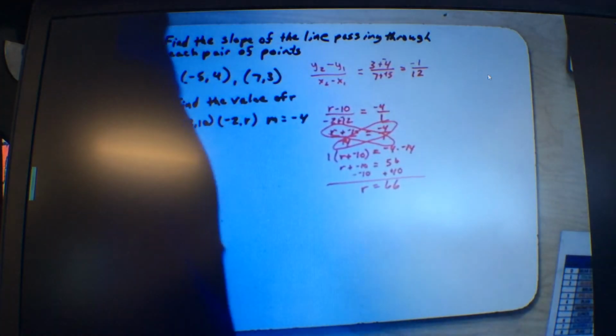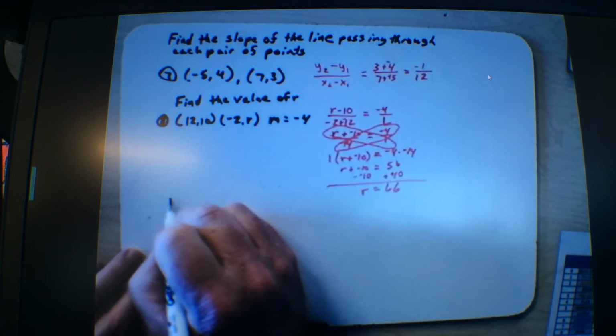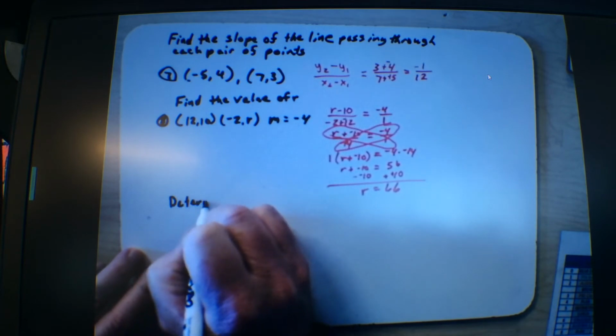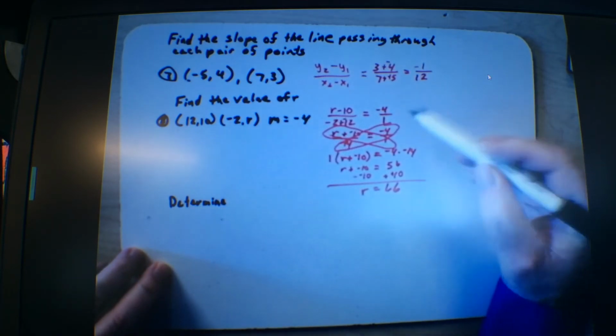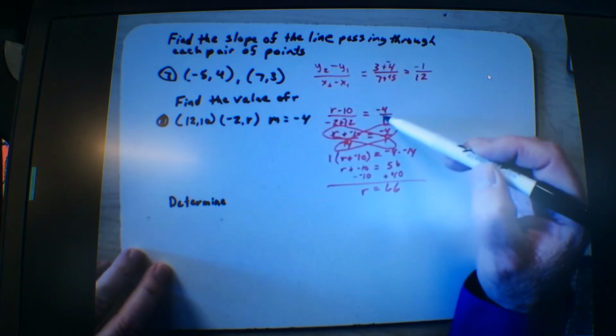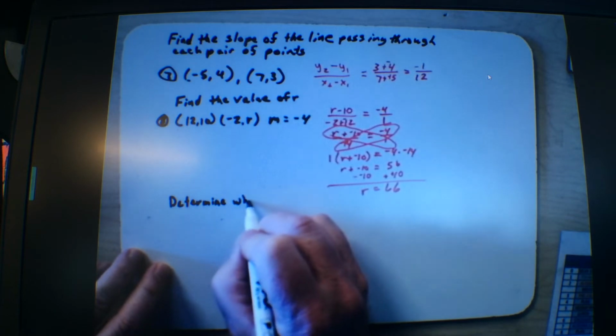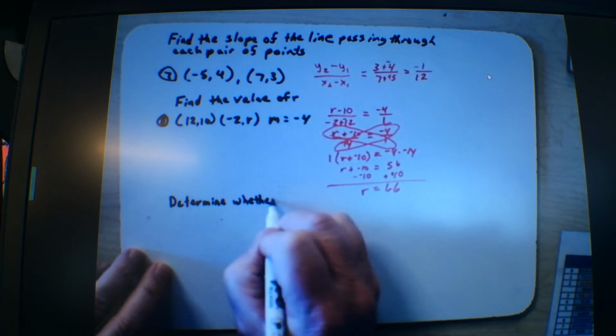Jackson? No. Okay, yes, sir. I have a question on how you got negative 4 over 1. Okay, my slope is a negative 4, and I need another number to have a proportion, so I just put it over 1. Does that make sense? Yep. All right.